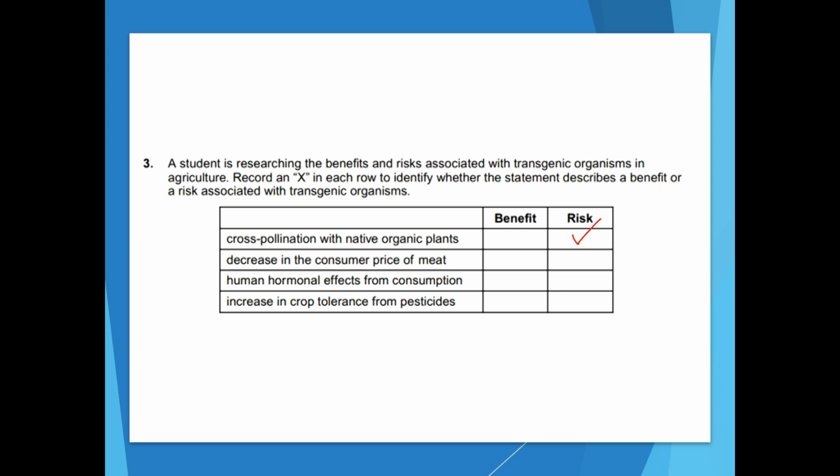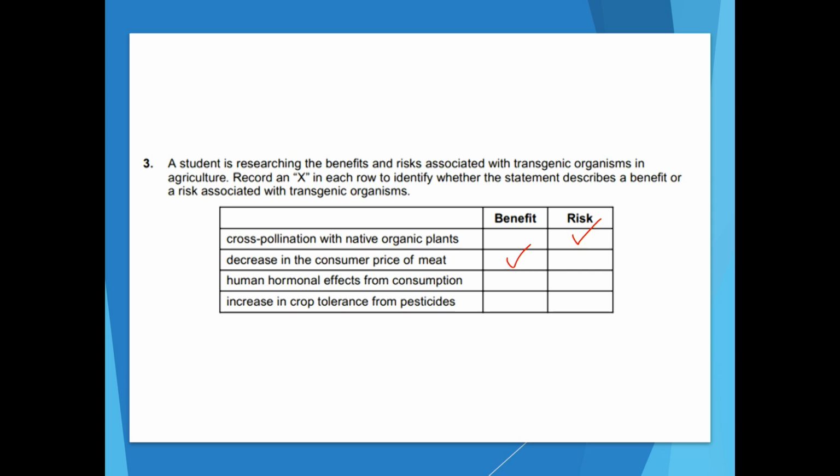Y'all might remember talking about invasive species and how sometimes if a species is not native to a food chain, it can cause some disturbances. This is very similar to that. The next one says decrease in the consumer price of meat. Well, that would be a benefit, right? If we're able to make more food and make people more food secure by decreasing the consumer price of meat, that means more people are going to have food. That's going to be a big benefit, right?